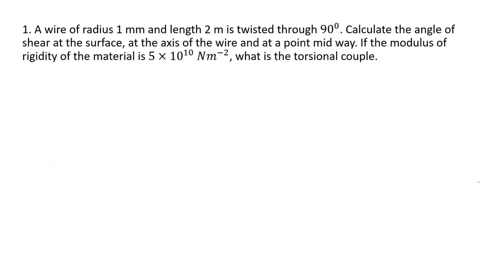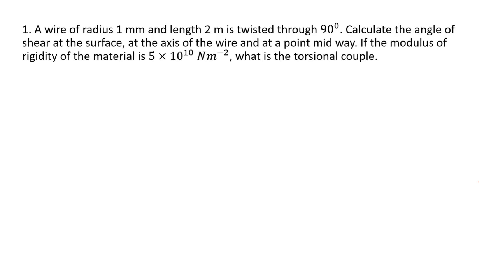Let's move on to the problems. First problem. A wire of radius 1 millimeter and length 2 meter is twisted through 90 degrees. Calculate the angle of shear at the surface, at the axis of the wire, and at the point midway, where the modulus of rigidity of the material is given as 5 into 10 to the power 10 Newton per meter square. What is the torsional couple?